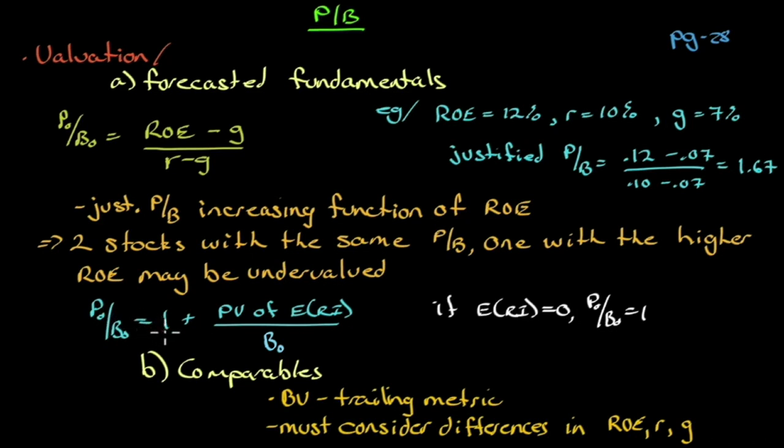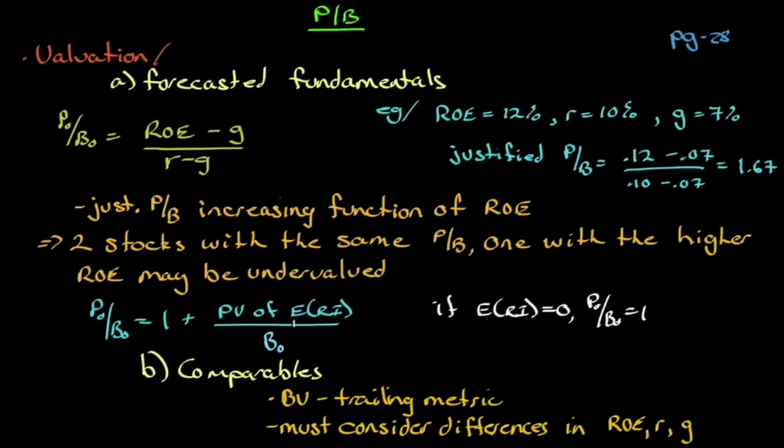Price to book will be 1, because what we have over here is the present value of the expected residual income. If all residual income is 0, in other words, it only earns its required rate of return, this whole term will be 0. The price to book will be 1.